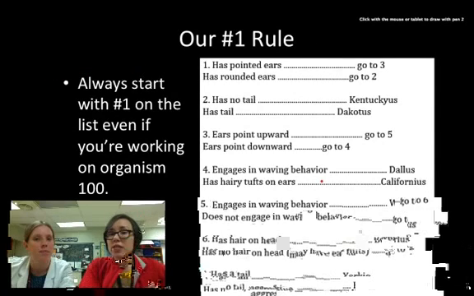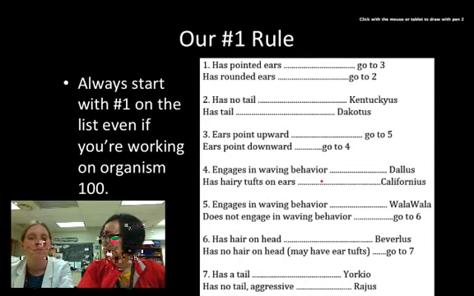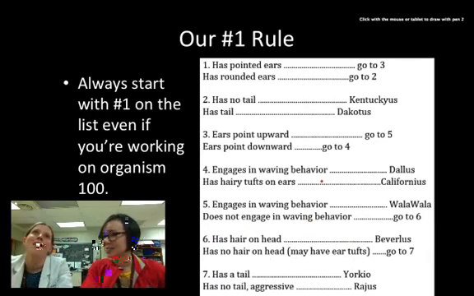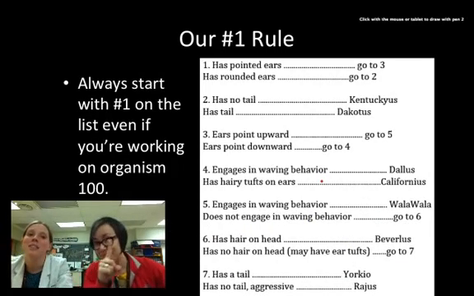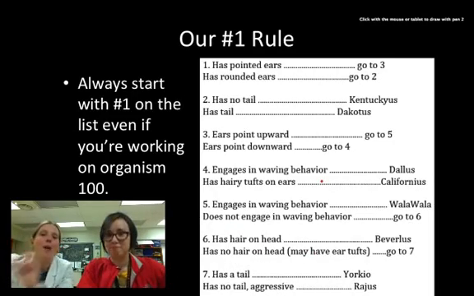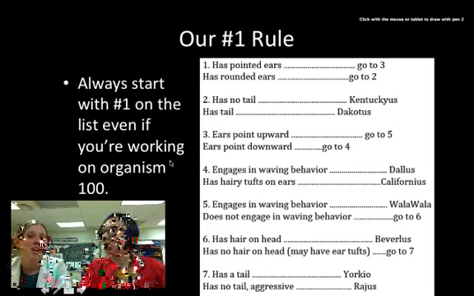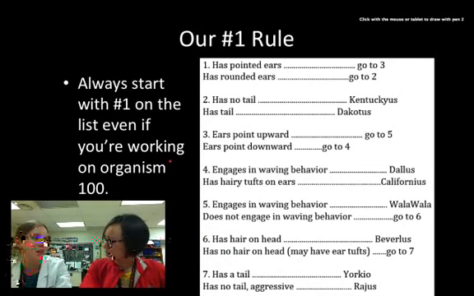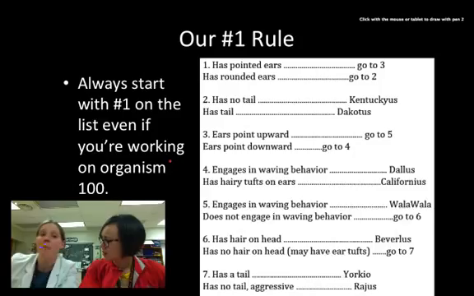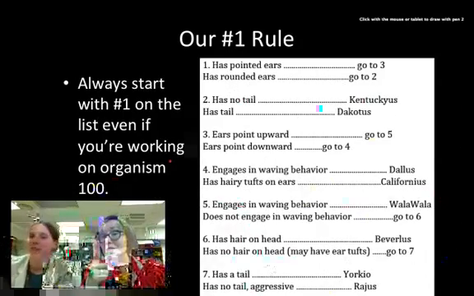All right, before we get started, let's review the most important rule to remember when we're working on dichotomous keys. And what is that most important rule, Ms. Hines? Number one rule on dichotomous keys, it's very easy to remember, is always start with number one. Okay. What if I'm trying to identify the third organism on my list? You still got to start with number one. Okay. What about number 100? Still starting with number one.